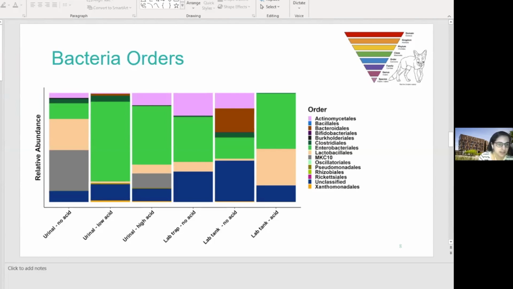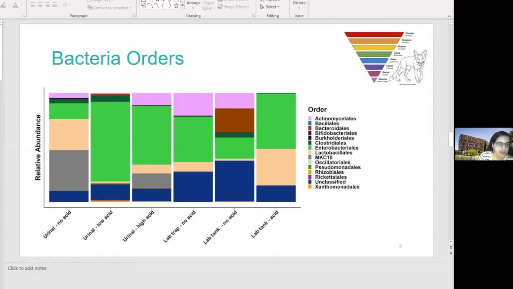As you can see, maybe it's harder to see, but the number of bacterial orders for the urinal no acid and the lab tank no acid is a lot more diverse. We have a lot more orders than we do in the ones where we have acid added. So it looks like when you go from no acid to acid, you're increasing this big green bar, which corresponds to Enterobacterales.